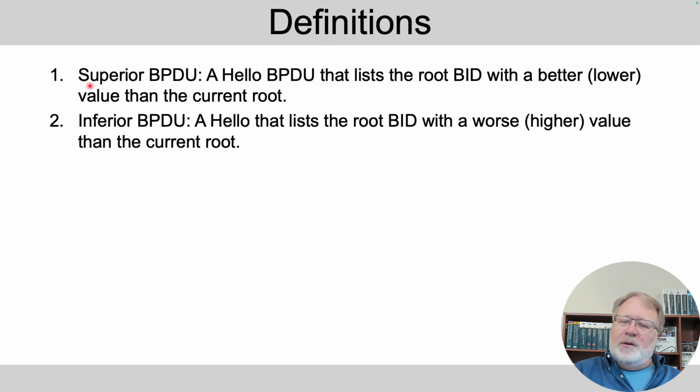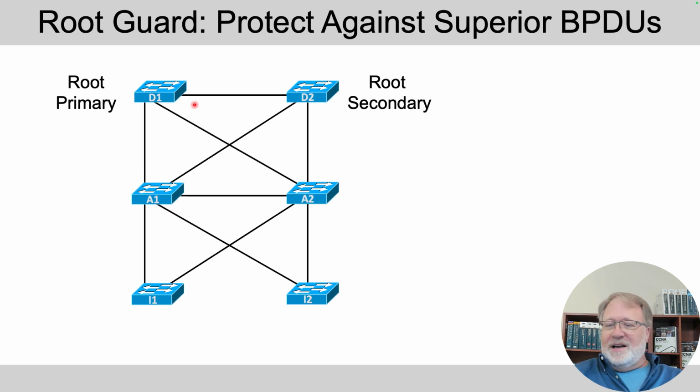So this term superior BPDU refers to a BPDU that claims a root bridge ID with a better, that is lower, value than the current root. It's superior to the current root. And an inferior one is one that's worse than the current root. So by design, if you go back to our design, if D1 and D2 are our two favorites to be root, and I1 and I2 are our absolute worst choices, we should never have an incoming superior hello BPDU from these lower switches, right? If the switches are following our design.